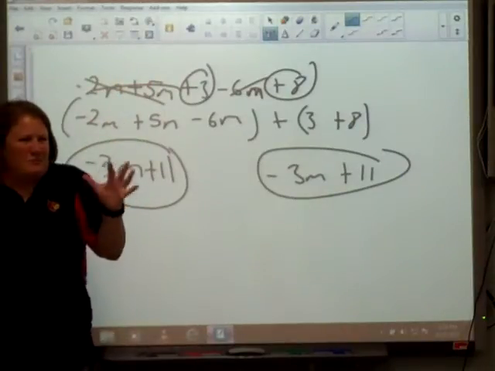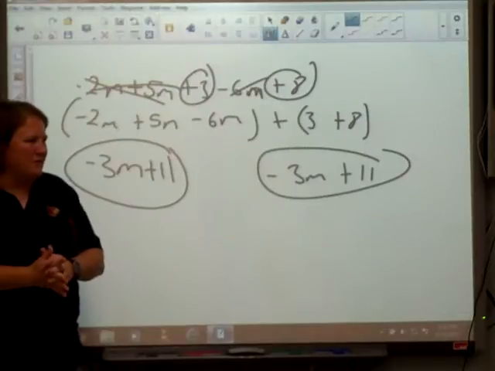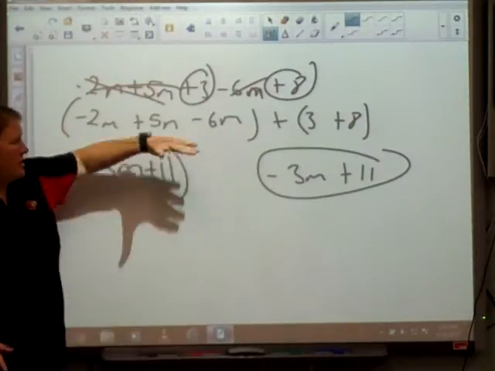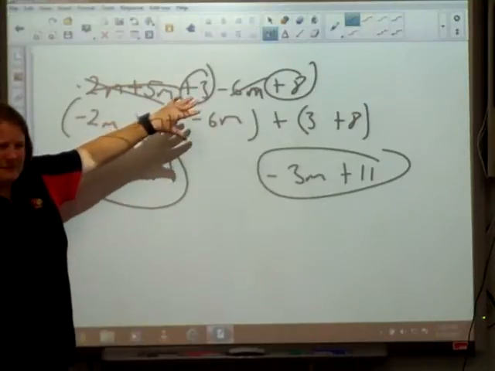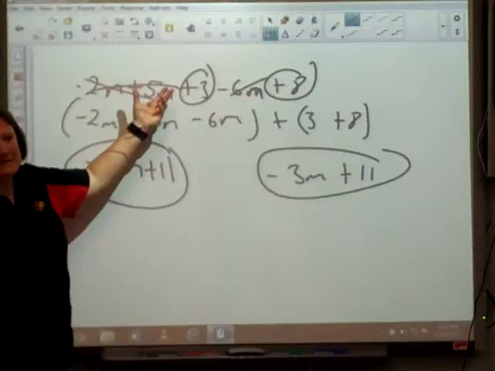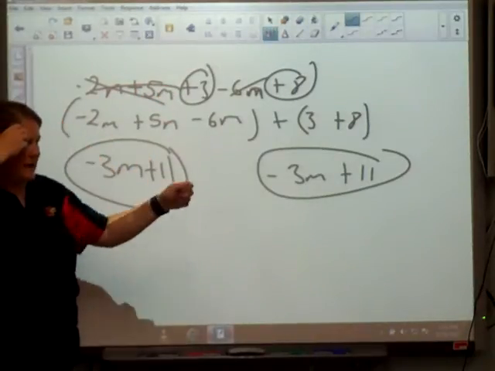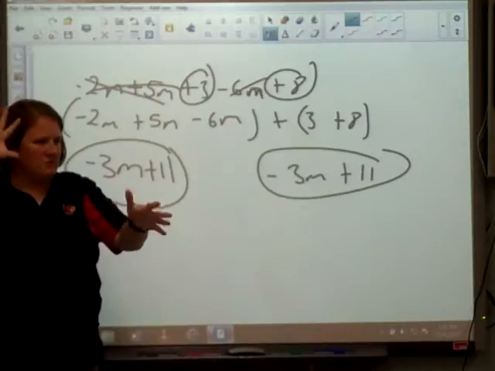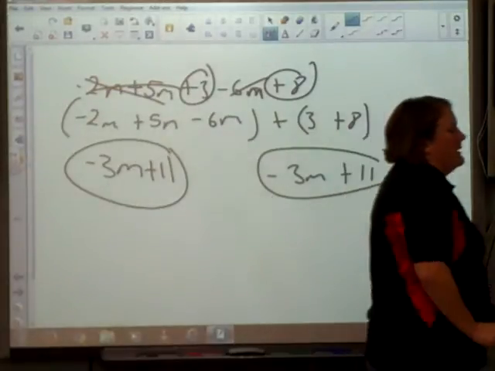So I don't care if you rewrite them or not. To me, it takes more time and you don't really need to. So I'm probably not going to use the properties the rest of the time writing them. Does that make sense? I'm probably just going to simplify. Okay? I guess I technically am using the properties, but I'm just doing it in my brain instead of writing out an extra step. So, okay? All right.